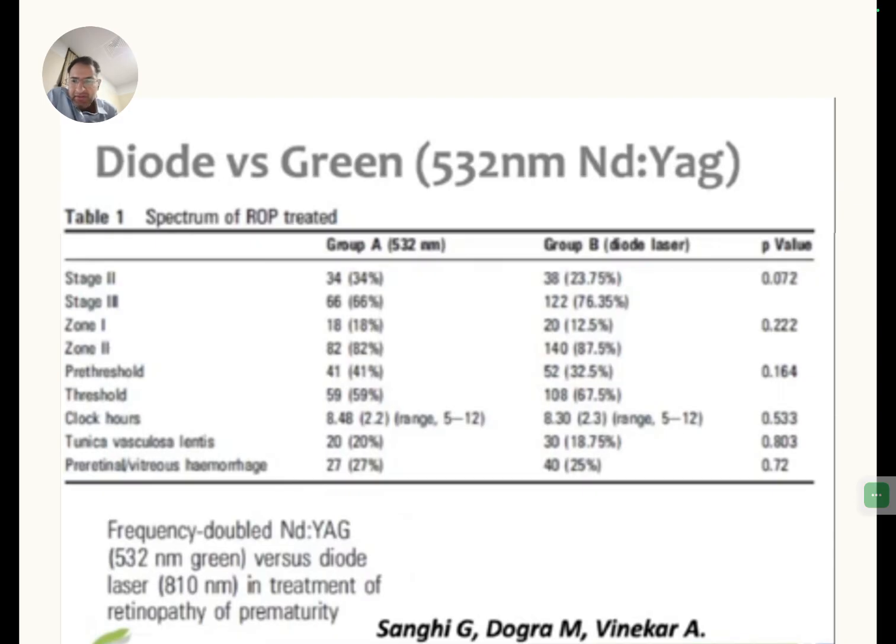All the things, that is the pre-threshold, threshold, how many clock hours are involved, tunica vasculosa lentis, and the pre-retinal or vitreous hemorrhage, were almost the same, and the results were almost the same.